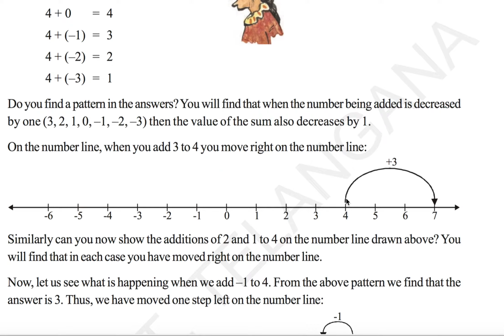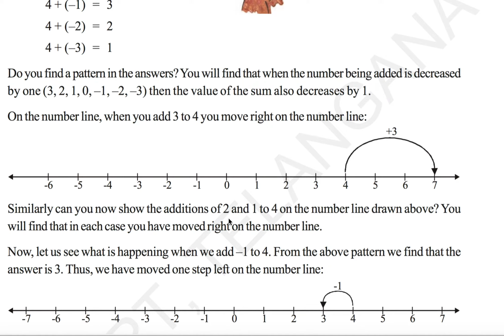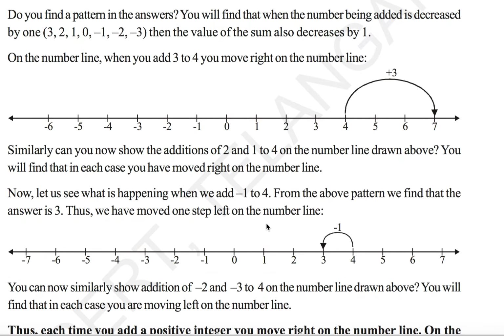Start from 4, add 3 to 4, you will get 7. Similarly, you can now show the addition of 2 and 1 to 4 on the number line drawn above. You will find that in each case we have moved right on the number line. Now let us see what happens when we add minus 1 to 4. From the above pattern we find that the answer is 3. Thus we have moved one step left on the number line.